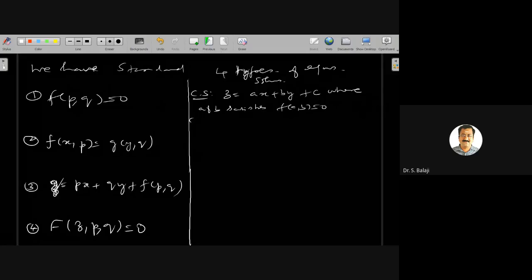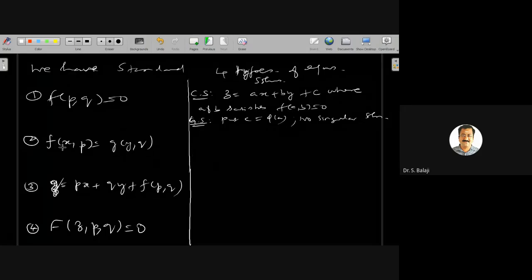And the general solution you can write as usual here. Replace b equal to phi of a, and c equal to psi of a. There is no singular solution for this type of problem.